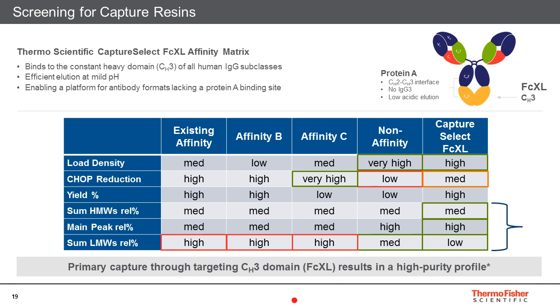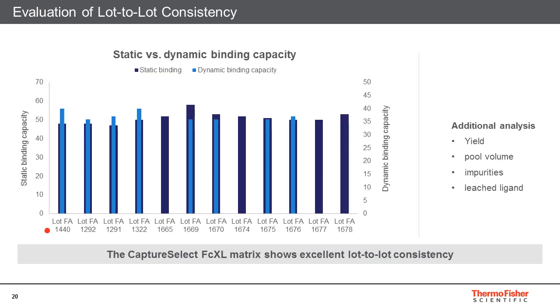So we worked with Roche and supplied them with a lot of different lots of the FC Excel which we manufactured, and they compared it on static as well as dynamic binding capacity to look at lot consistency, as well as yield, pool volume, impurities, and leached ligand. And what you can see over here in this slide is that the FC Excel and the different lots we've made had a very high consistency between the different lots, as well as a very good dynamic binding capacity for this specific monoclonal. It was higher than 35, between 35 and 40 in terms of capacity.